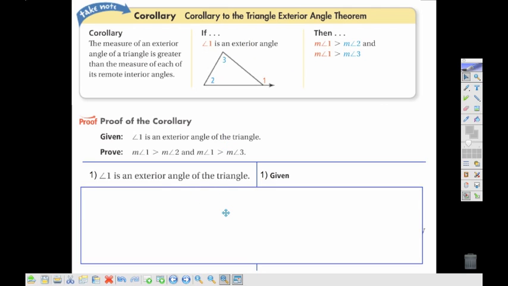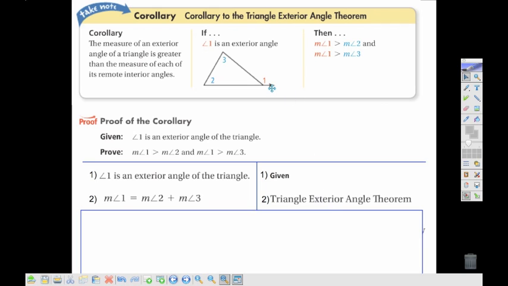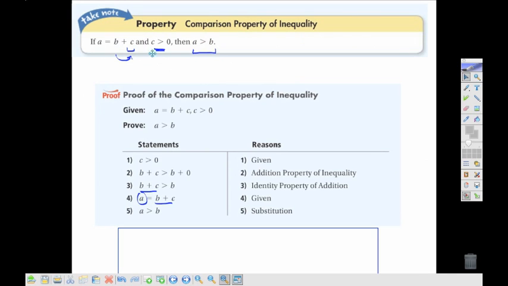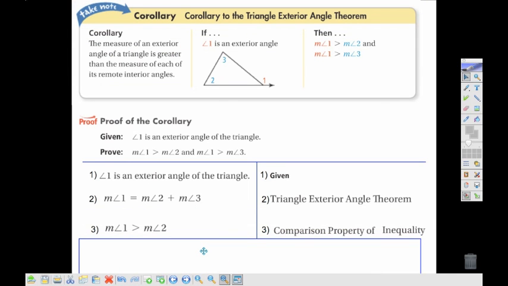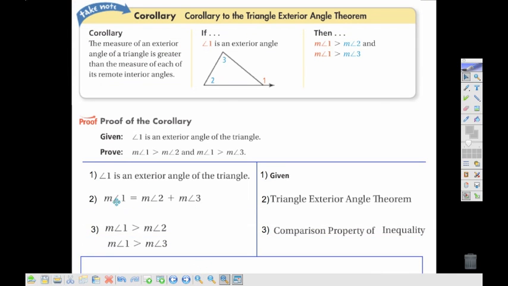So I can be given that we can use the exterior angle theorem, which tells us that the outside angle is equal to the sum of the interior angles. And then notice how this clearly fits into this property here, the comparison property. If the two parts add up to give us the whole, then either one of those parts has to be less than the whole thing. Then each one has to be less than the larger angle.